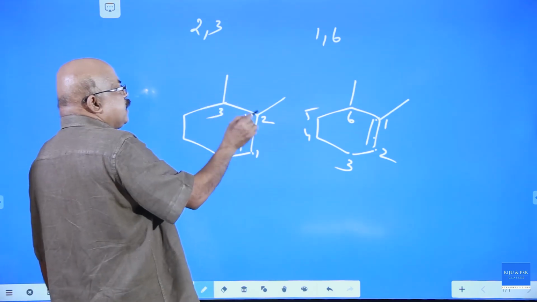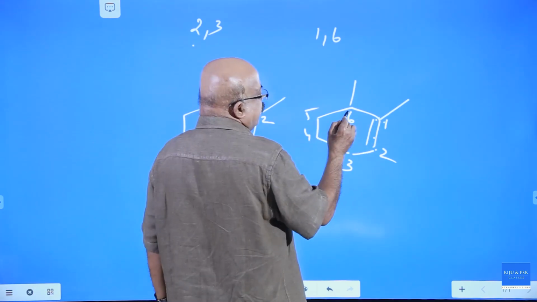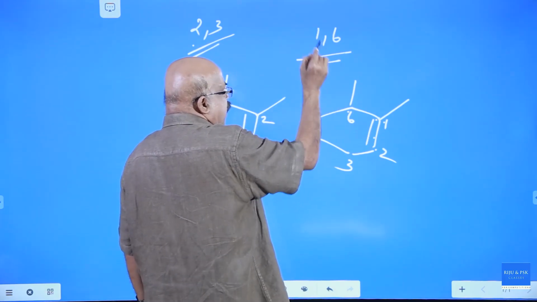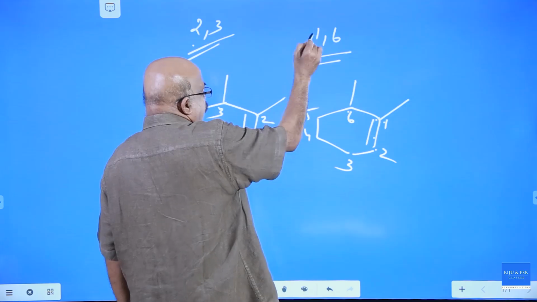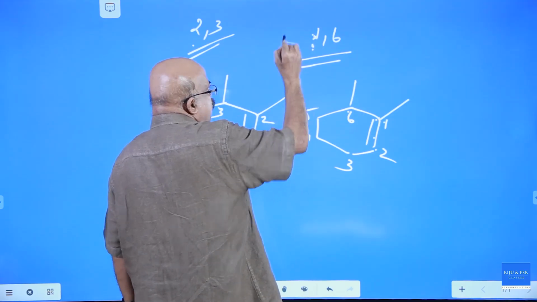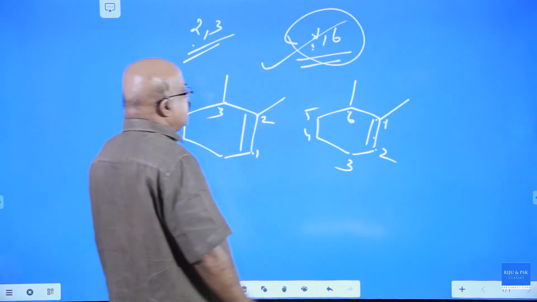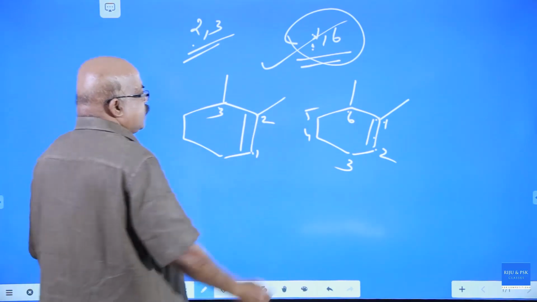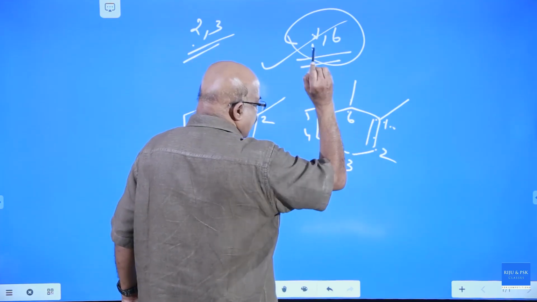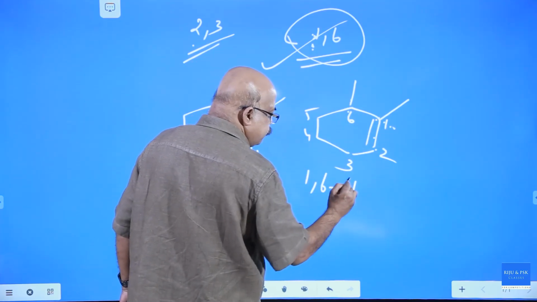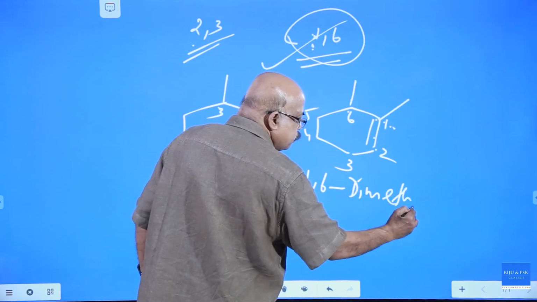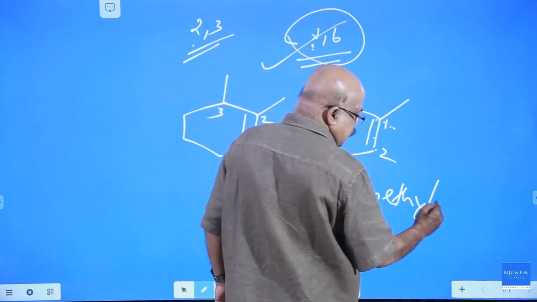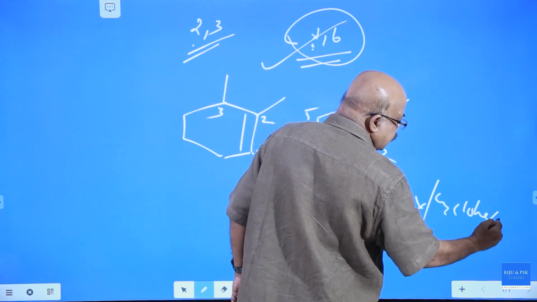Here substituents are at the second and third carbon. Here they are at the first and second. When 2 different sets of locants are given, the one with the lowest set, where the first number is lower, is the correct pattern. It is not 2,3-dimethyl cyclohexene, it is 1,6-dimethyl cyclohexene. Very, very important. 1,6-dimethyl cyclohexene. This is the rule.